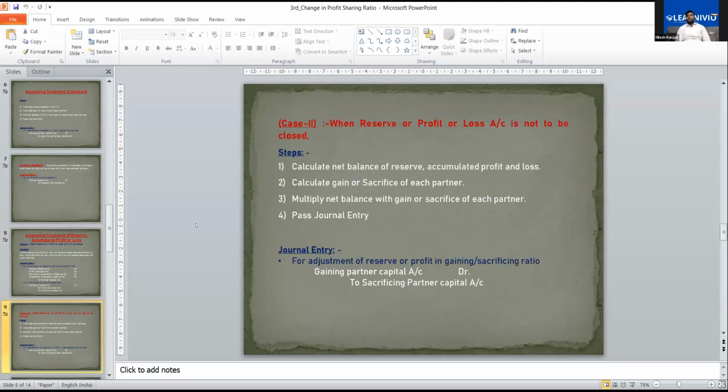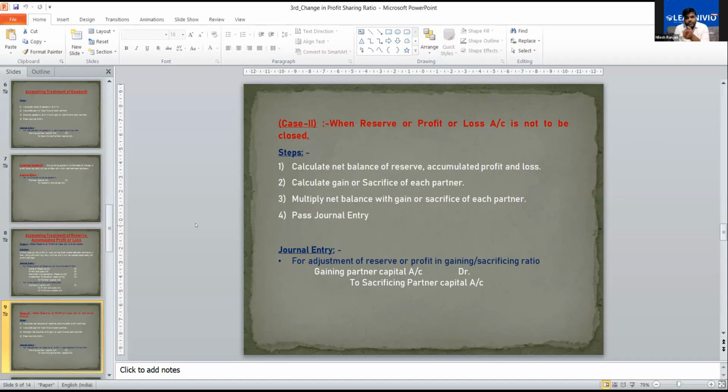Now, this is the second case when the reserve or profit and loss account is not to be closed. Okay. So here, we don't have to adjust the separate balance of profit and loss. In case number two, we have to calculate a net balance. If there is a profit of 10,000 and a loss of 6,000, in the first case, 10,000 will be distributed separately and 6,000 will be distributed separately. But in the second case, we will calculate a net balance. Net balance means 10,000 minus 6,000, it will be 4,000, and this amount will be adjusted. Is that clear?